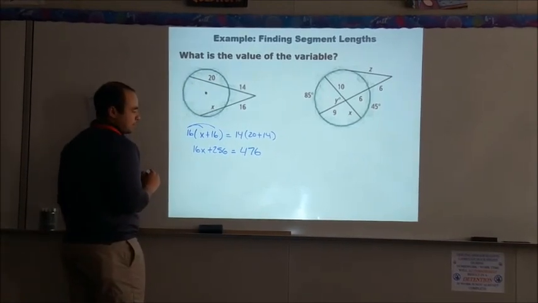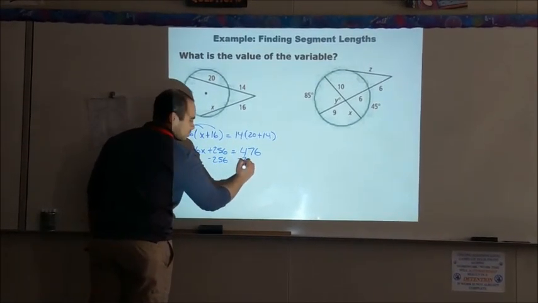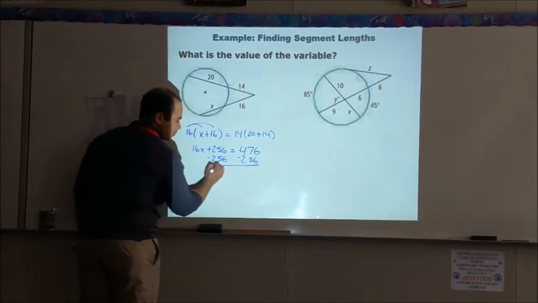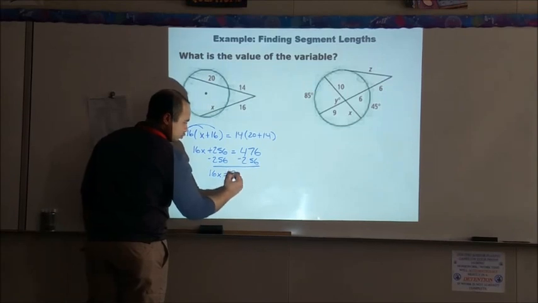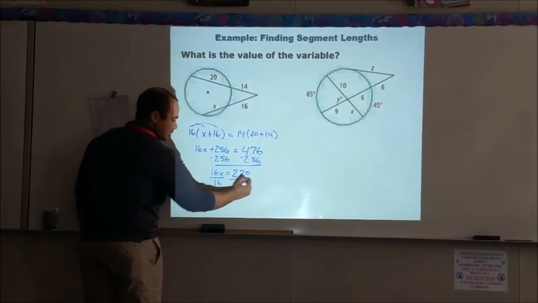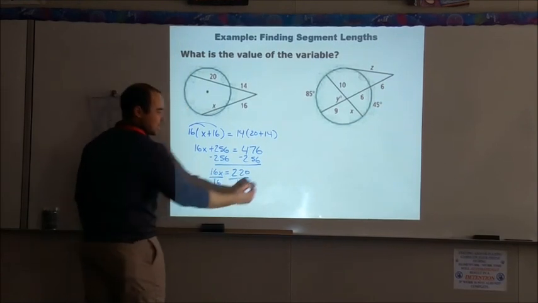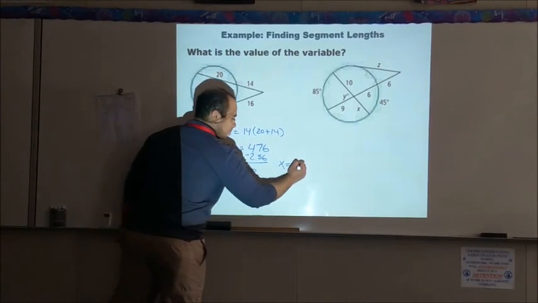All right. So now we just need to subtract 256 from both sides. So we've got 16x equals 220. We're going to divide by 16 on both sides. And in this case, we get x to equal, what does x equal? 13.75.